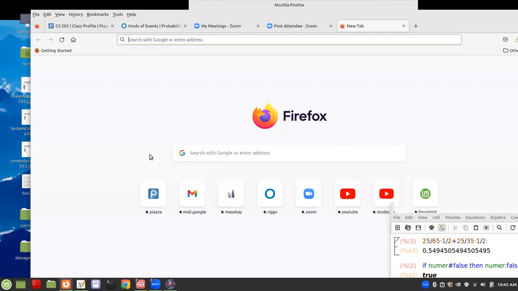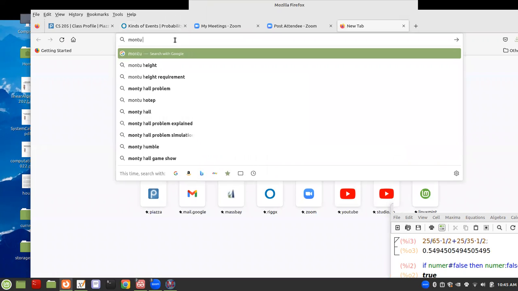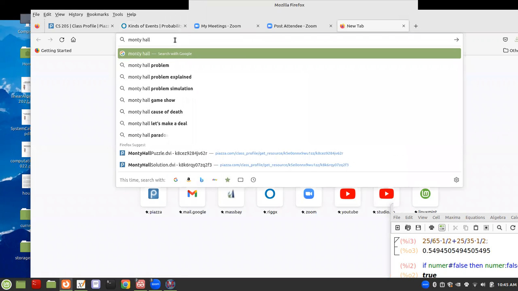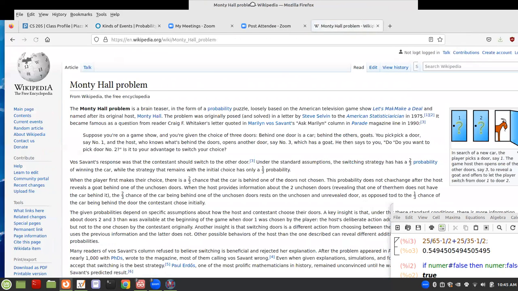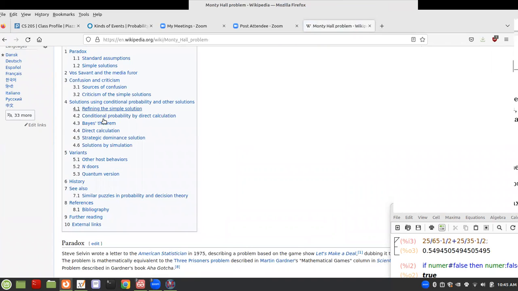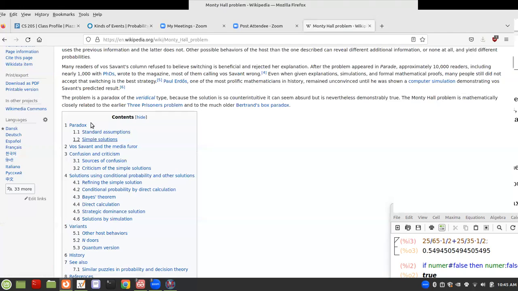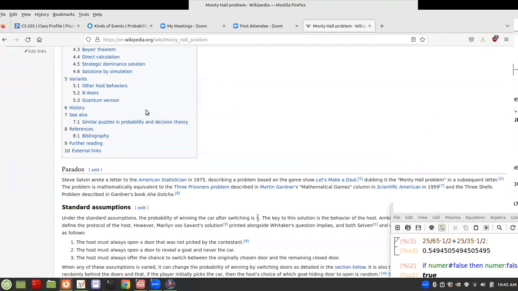If you go online, you can look this all up on the Monty Hall problem. There are lots of explanations of it, including solutions using conditional probability and other kinds of solutions. And here's maybe I missed, not Marie Van Zandt, but Vazant, and the media furor. So this is probably the most interesting thing of the situation. And here's the paradox. So it's worthwhile reading this because you see it's something in public.